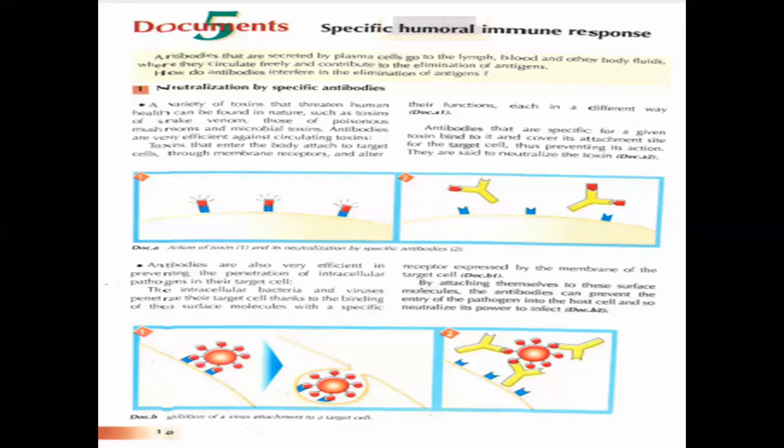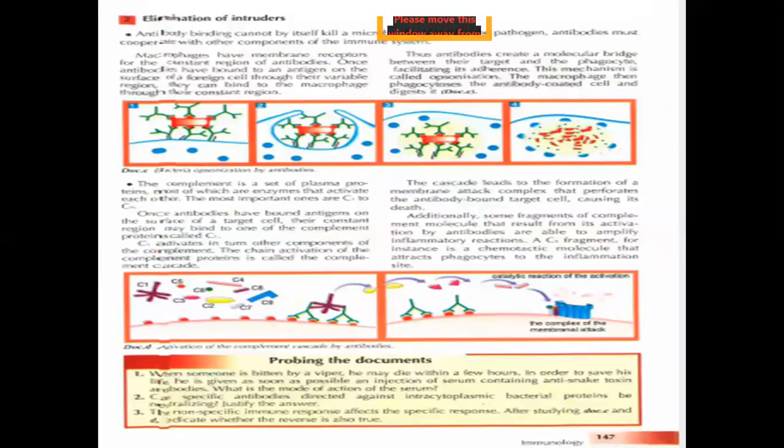Also, antibodies are very efficient in preventing intracellular pathogens. Intracellular bacteria and viruses penetrate the target cell by binding to the surface of a specific receptor expressed by the membrane of the target cell. Whenever antibodies bind, they prevent this and neutralize its function. Elimination of the intruder by binding to this cascade.